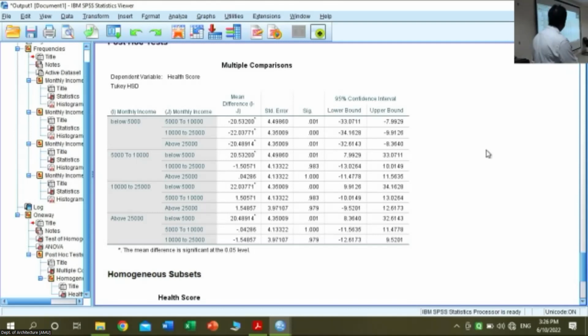That means the mean of the below 5,000 group and the mean of the 5,000 to 10,000 group, the difference of that is written there. Similarly, the mean difference of the below 5,000 and 10,000 to 15,000 groups is written in the third column. So we don't need this column. We just want to check the 5th column, the significant column. In the first row, the significant value is 0.001. This is the p-value, and your alpha is 0.05. So this p-value is less than or equal to alpha, so the below 5,000 group and the 5,000 to 10,000 group differ significantly.